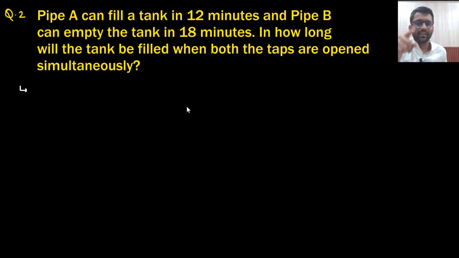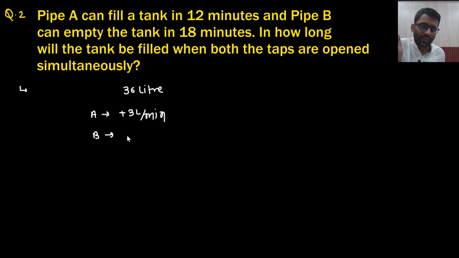Pipe A can fill the tank in 12 minutes, B can empty the tank in 18 minutes. How long will it take? 12 and 18. I will take the LCM first. I will take the LCM to be 36 liter. So what can A do? A can fill the tank in 12 minutes. That means A can provide 3 liter per minute. And B can empty the tank in 18 minutes. That means B can take out 2 liter per minute.